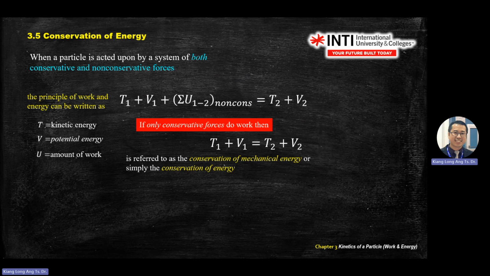Then if the question extends or asks you to consider conservation of energy, you write this equation: T1 plus V1 equal to T2 plus V2. Substitute half mv squared plus mgh equal to half mv squared plus mgh. Again, V1 has two components, gravity and spring. It depends on the question. If the question doesn't give you a spring, you only consider the gravity effect. If you see a spring, you include half kx squared: mgh plus half kx squared.